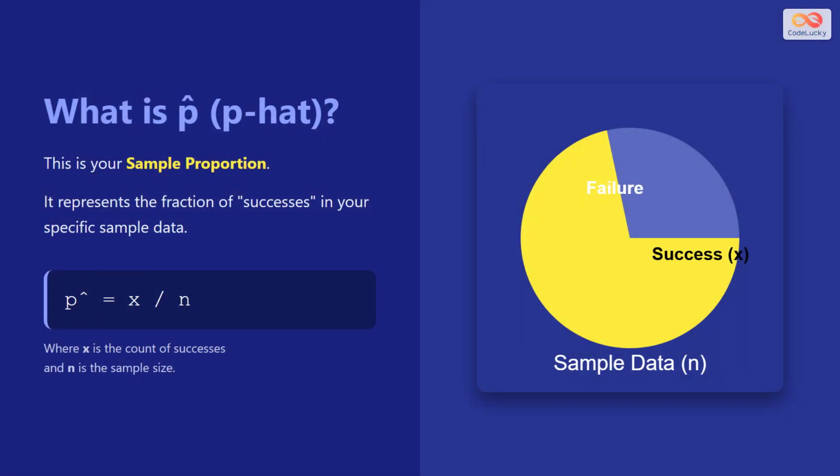Let's break it down. P hat is simply the number of successes, x, divided by the total sample size. For example, if you flip a coin 10 times and get 7 heads, your sample proportion of heads is 7 out of 10, or 0.7.